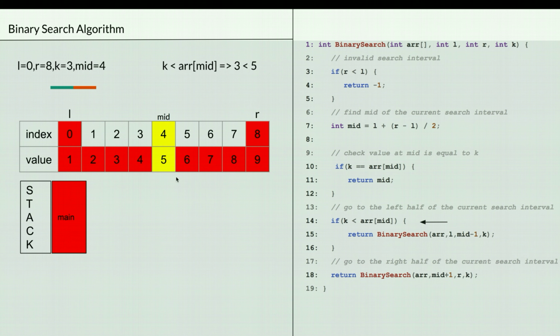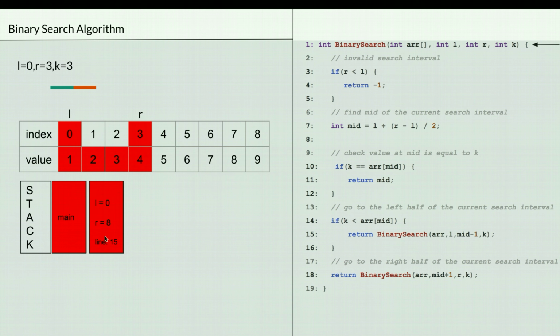So we can ignore the part which is after the mid, and we consider only the left part of this search interval for the next recursive call. Since we are making the next recursive call, the state of this function should be maintained. So before making the next recursive call, its state is pushed onto the stack. You can see that when we make the next recursive call, the state of the previous function is pushed onto the stack.